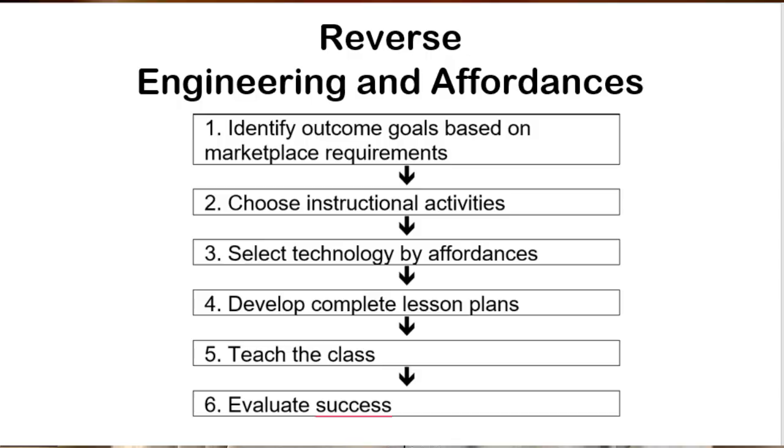Remember this process for educational engineering from video number 2? We need to think about tasks for task-based learning design as soon as we've identified our outcome goals. Choosing instructional activities means choosing learning tasks. Selecting technology by affordances means technology that is most beneficial for the learning tasks we'll use. Teaching the class means presenting the tasks to the students, scaffolding them, and supporting them.